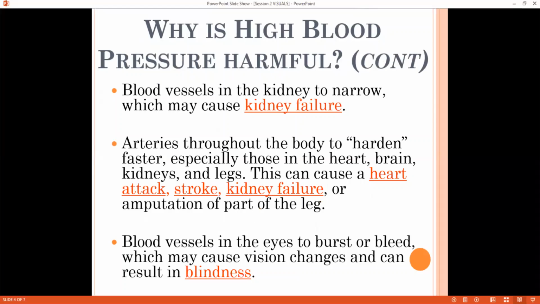So why is high blood pressure harmful? Blood vessels can also become narrow in the kidney, which may lead to kidney failure. When we say hardening of the arteries, we are talking about these same areas, especially the heart, the brain, kidneys, and legs. This can cause a heart attack, stroke, kidney failure, or lead to amputation of part of the leg. Blindness can also occur when blood vessels in the eyes are affected.